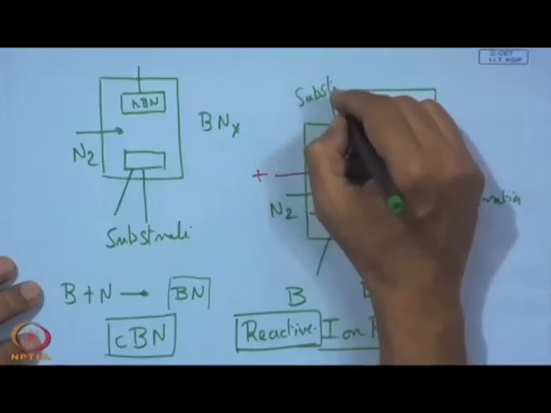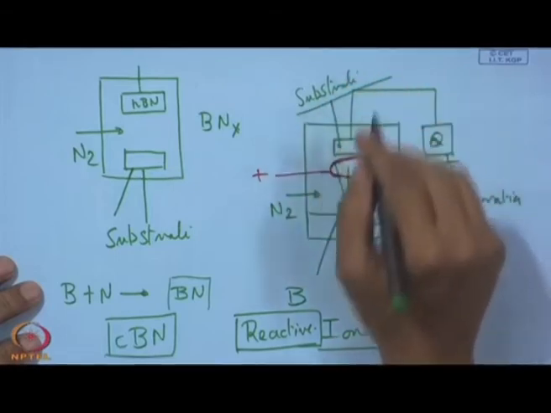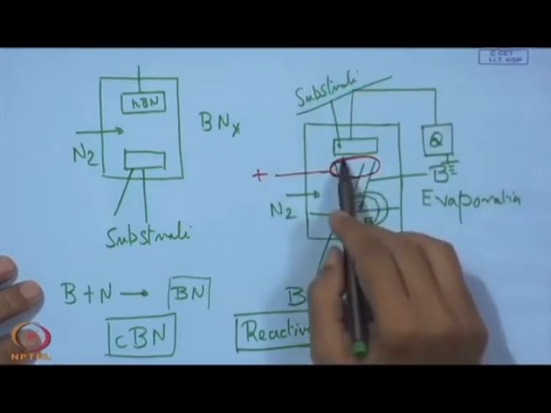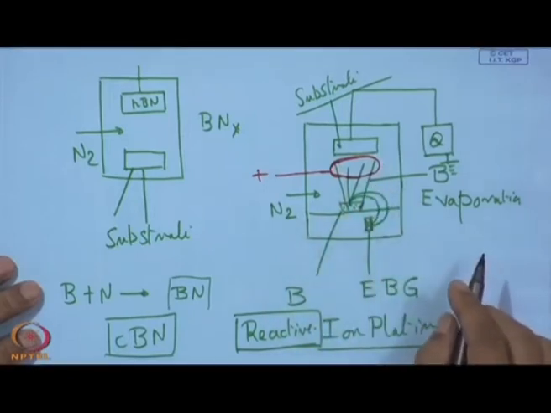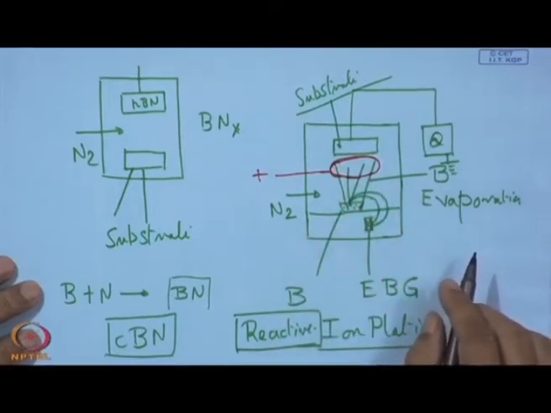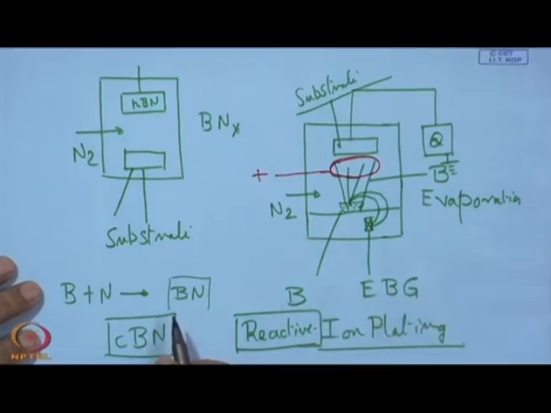So, this is the substrate, and that is why it has premature peeling. Because of this compressive stress it is very brittle. So, from the use point of view it was not that much of a success. However, it was possible to change this structure to the cubic form.